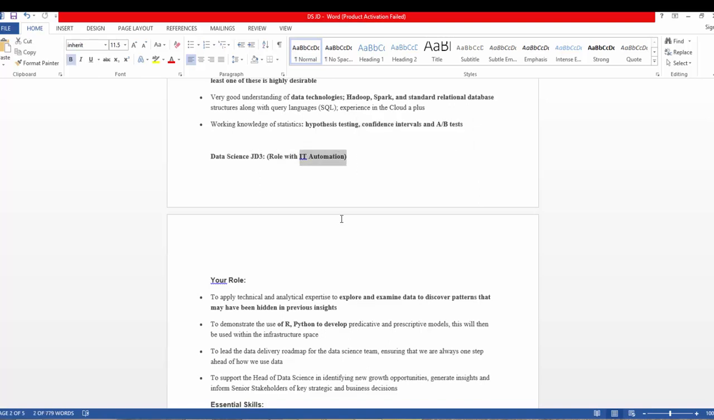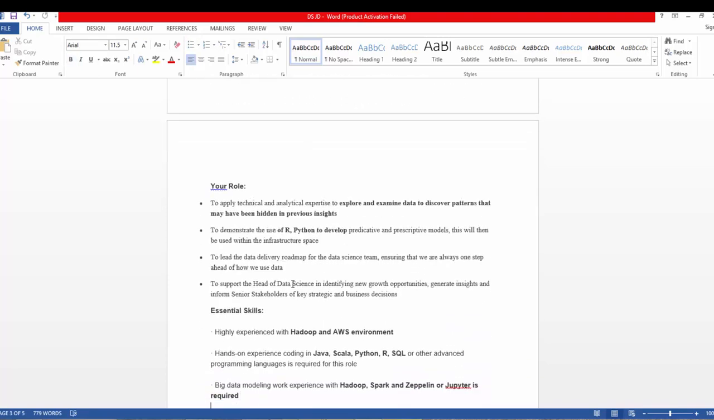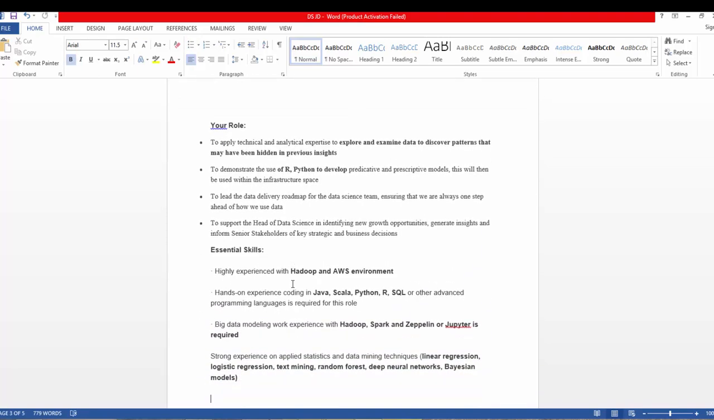So this is a job posting by a UK based bank, which wants a data scientist who will work with its IT department, and then you will find areas where you can automate many tasks.